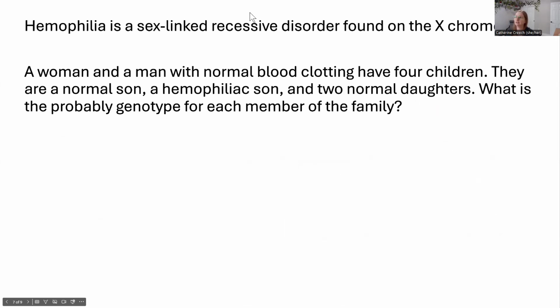Hemophilia is a sex-linked recessive disorder found on the X chromosome. A woman and a man with normal blood clotting, hemophilia is a disorder of blood clotting, have 4 children. They have a normal son, a hemophiliac son, and 2 normal daughters. What are the probable genotypes for each member of the family? So a great practice genetics question for us, might seem really similar to one in your lab for this week. And let's draw it.